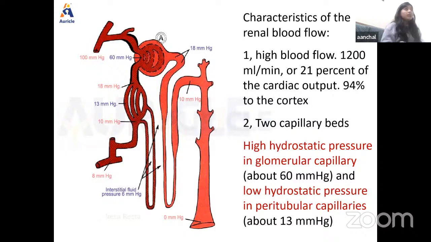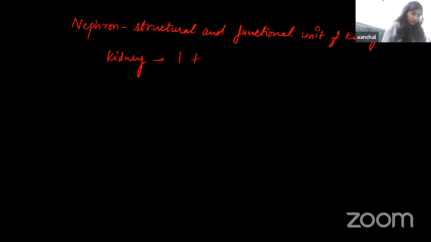Now we're going to discuss another important structure, that is the nephron, right? So as we know, the nephron is the structural and functional unit of the kidney. So in each kidney, about 1 to 1.3 million nephrons are present. Okay. Then the number of nephrons starts decreasing after about 45 to 50 years of age.